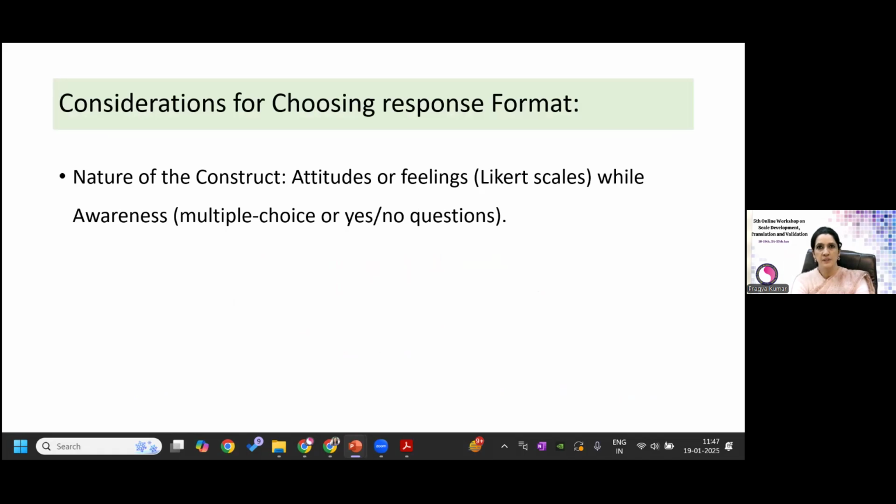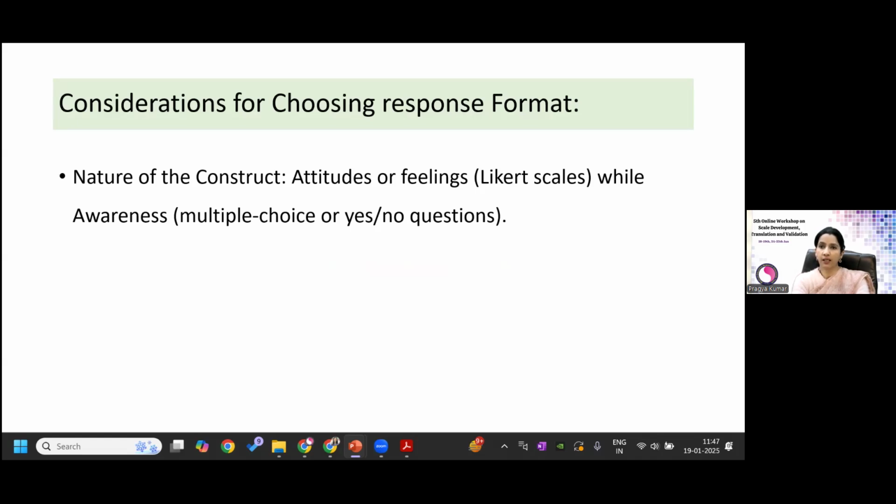Again, depending on the nature of the construct, if it is a KAP questionnaire, you can have two types of response formats. For attitude or reflective constructs, you can have a Likert scale. For awareness, you can have multiple choice or yes and no questions, or like Ashwati was saying, some other set of questions, which is entirely different from binary or Likert scale.